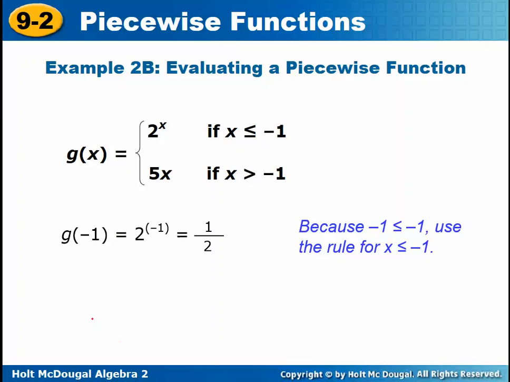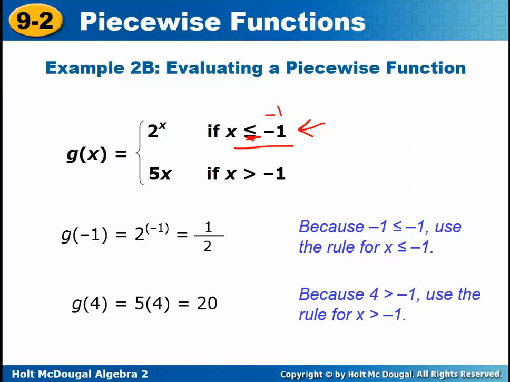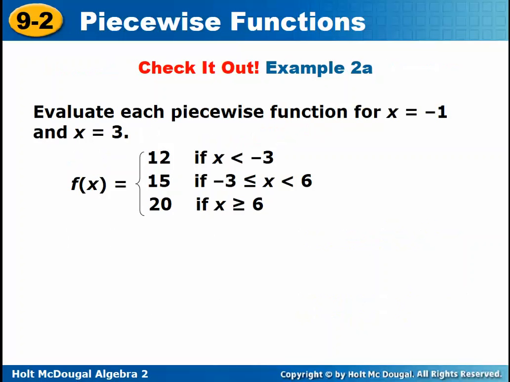So at -1, that is less than or equal to -1. -1 fits in this part because of the or equal to. So we use 2 to the x, but we have to replace x with -1, and 2 to the -1 is the same as 1/2. And then for 4, that's obviously greater than -1, so we'd use the 5x part, and 5 times 4 is 20. So they're pretty simple. You just have to make sure you pick the right part.